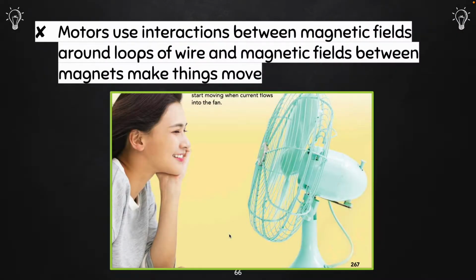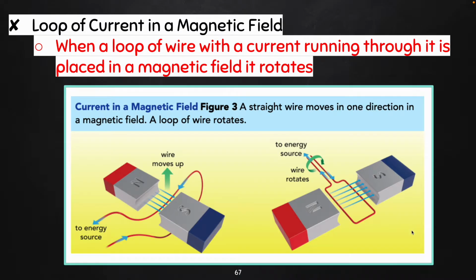Motors use interactions between magnetic fields around loops of wire and magnetic fields between magnets to make things move. And we saw this yesterday when we were making the motors in class, right? You guys took that loop of wire, you had an electric current with the battery, we had a magnet. So we can create motors by these electric fields and magnetic fields interacting with each other.